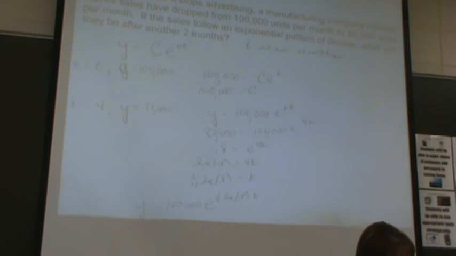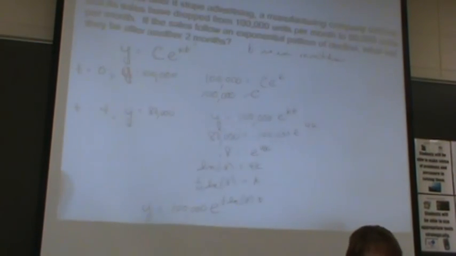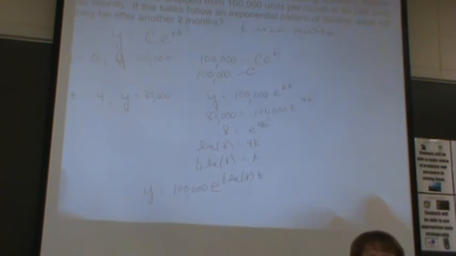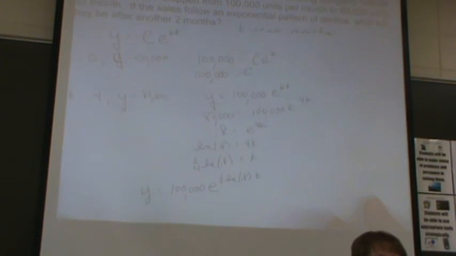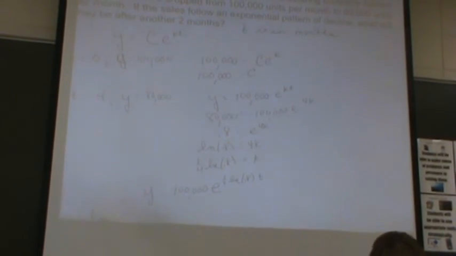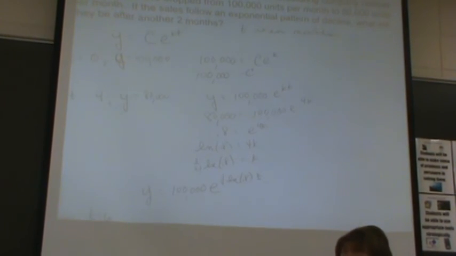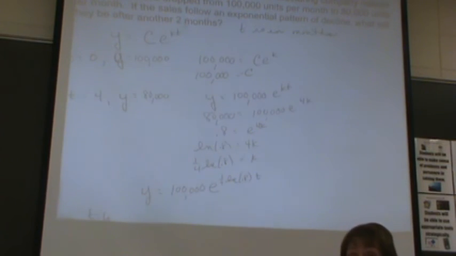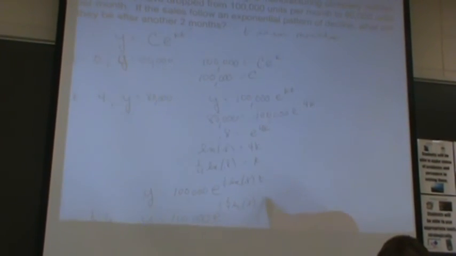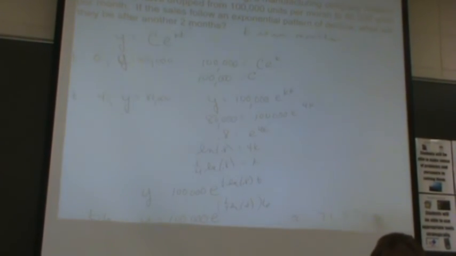What do we want to know? We want to know when t is 6, because 4 months have already passed, and another 2 months, t will be 6. So y would be 100,000 times e to the 1/4 ln of 0.8 times 6, and that's approximately 71,554 units.